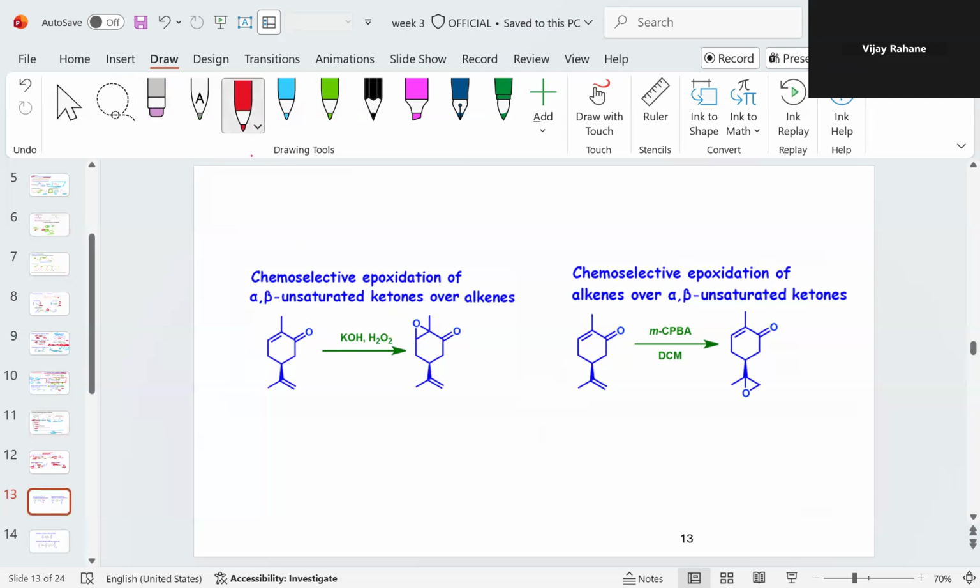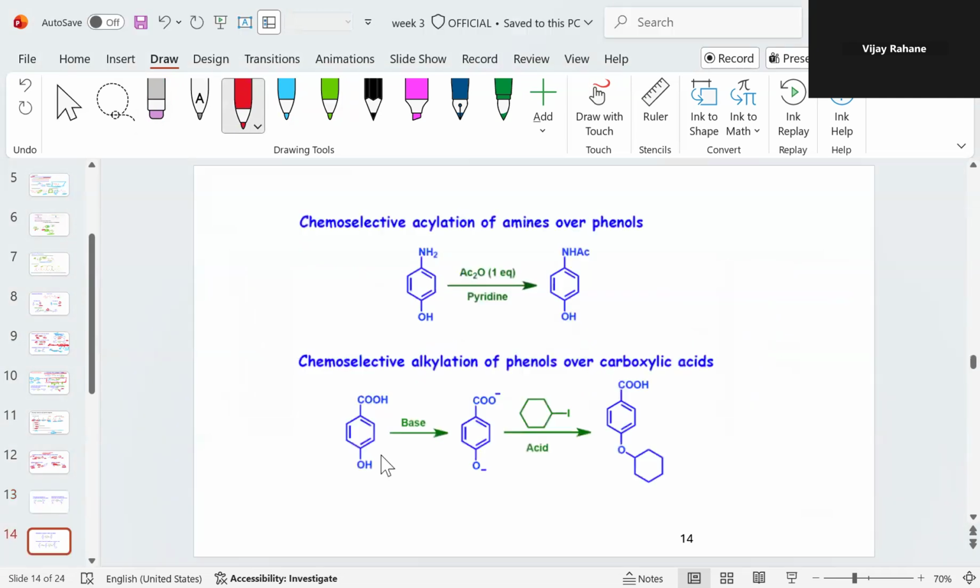Now if you want to do epoxidation on the other double bond, then what can we use? We can use metachloroperbenzoic acid in DCM solvent. It will selectively do the epoxidation on the isolated double bond, or isolated olefin. So we can use this concept for solving one of the problems in the assignment. Okay, any doubt in this question? We'll move to the next question.